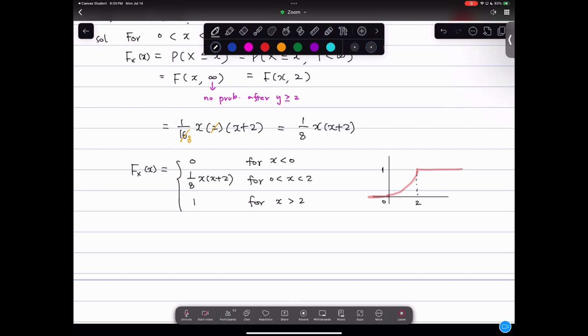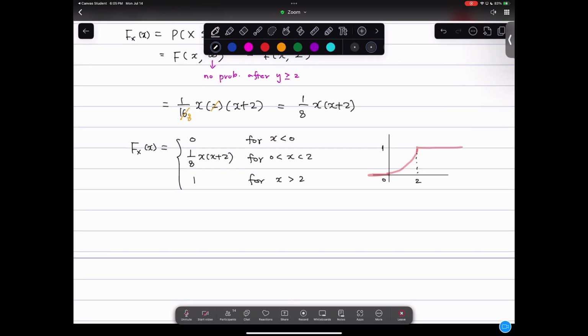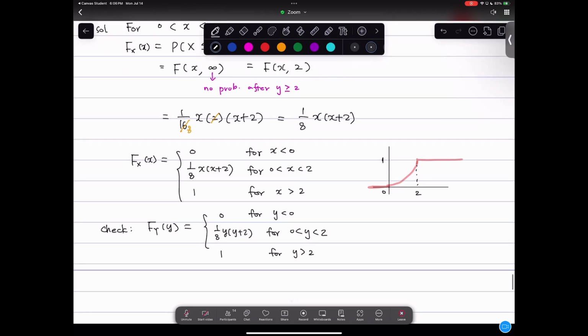The same way you can figure out your CDF of y, so you can do it on your own. So check yourself. Your CDF of y will be exactly the same. So you get 0 for y value less than 0, and the same exact function, y times y plus 2 over 8, for y value from 0 to 2, and 1 for all values greater than 2. So that should be it. So check this out. So that's my CDF. I know my CDF.